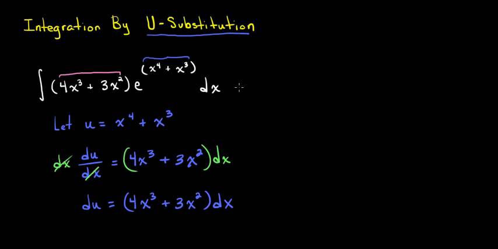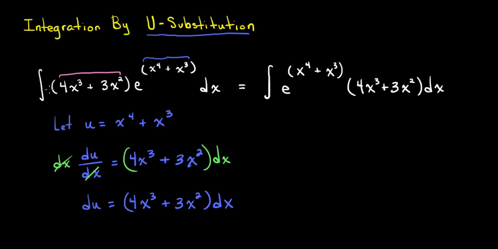Well, if I go back to my problem, I'm now going to have the integral, and I'm just going to rewrite this integral a different way. I'm going to keep everything the same: e to the x to the fourth plus x cubed, times 4x cubed plus 3x squared. All I'm doing is just rearranging a couple of things. And now I'm going to point out some things here.